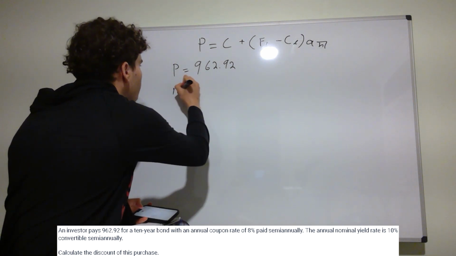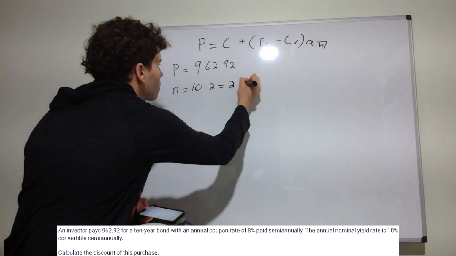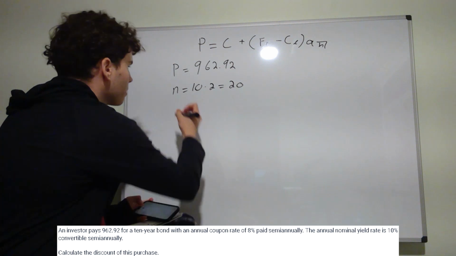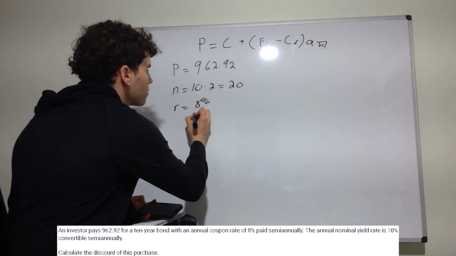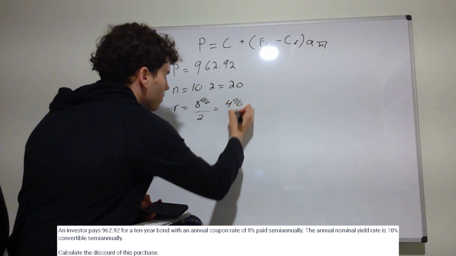So N is 10 times 2, so it's 20 because it is semi-annual coupons. Coupon rate, so we have R equals 8% paid semi-annually, so divide that by 2. So our R is 4%, our coupon rate.